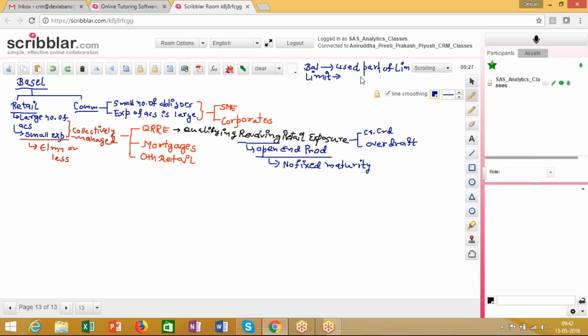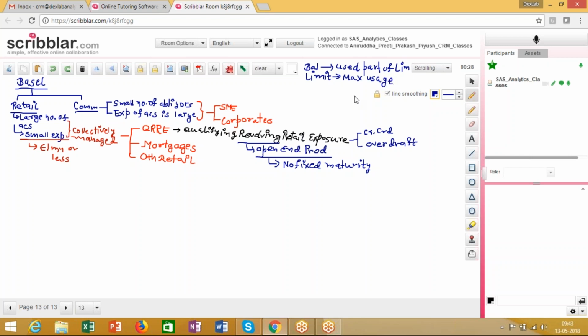The next part is the limit of the card. So what is the limit of the card? That is the maximum permissible usage. If my limit of the card is 50,000, then I can actually use my card up to 50,000. So this is the maximum usable limit, or the maximum usage that I can do on a card.